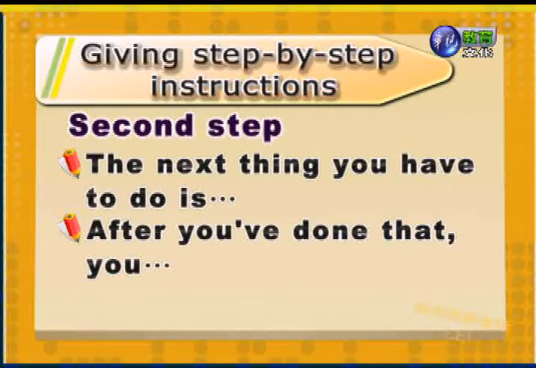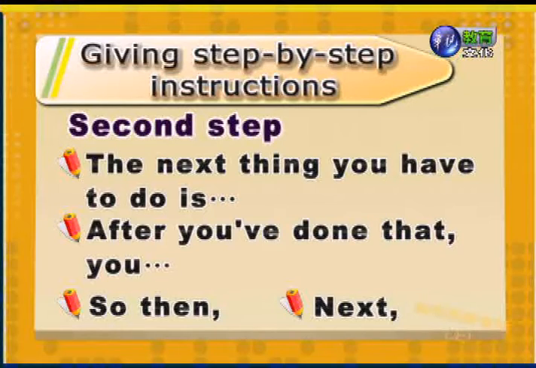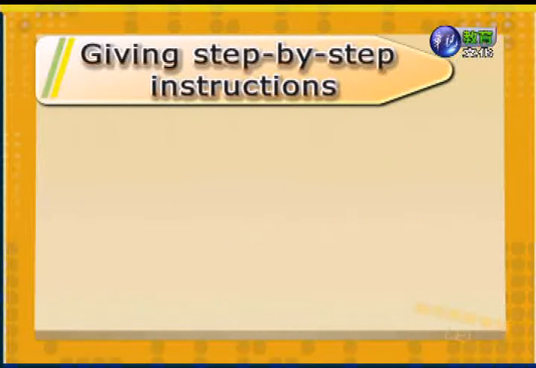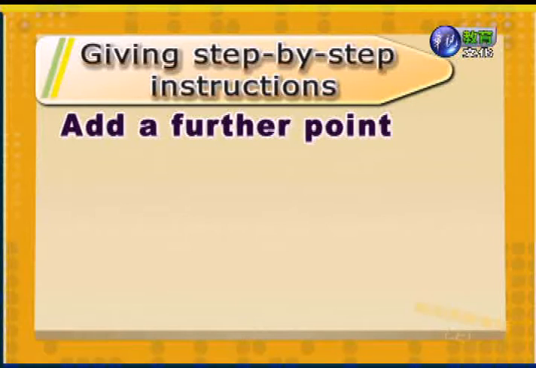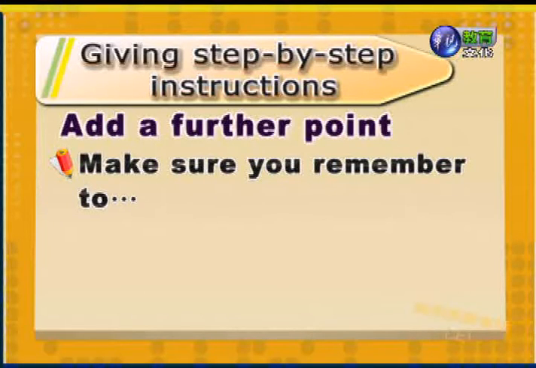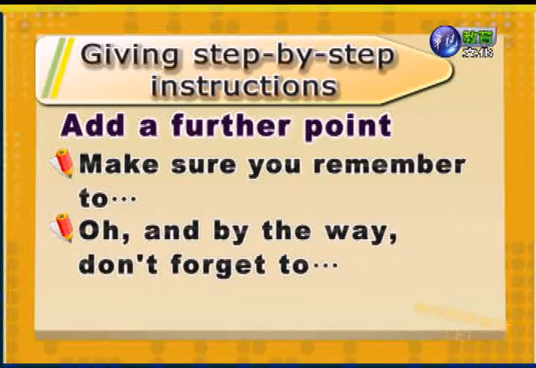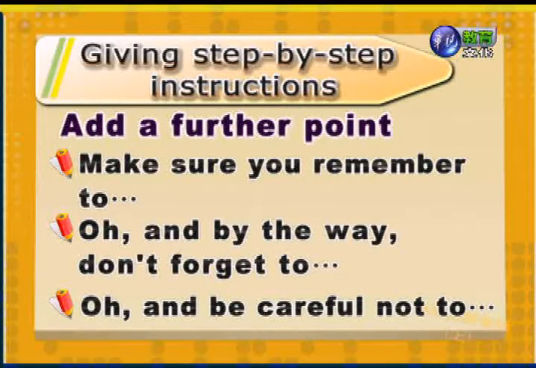After you've done that, you... Okay, after you have done that, you do the second thing. So then... Next... 这都是第二步的说法。那么我们来看，你要给人家更多的 information at the further point. What would you say? Make sure you remember to. Make sure you remember to do something. Oh, and by the way, don't forget to. Oh, and be careful not to.